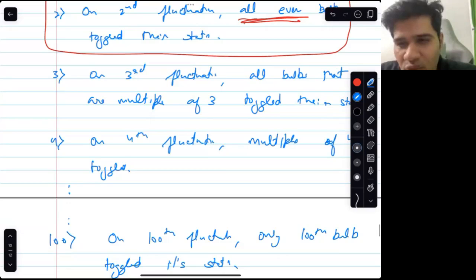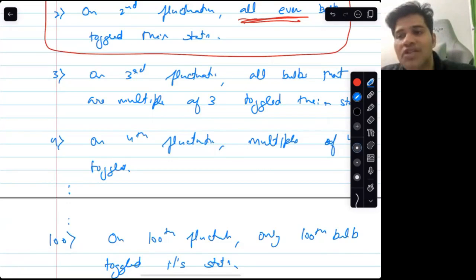So my suggestion to you, when such a big question comes, reduce the size of the problem. Try to think of it for 25 bulbs, 25 students, 25 fluctuations. If you can solve it for 25 bulbs, or if you can solve it for 10 bulbs and 10 fluctuations, then the same rule would apply for 100. Janish, correct answer. Virat, correct, but you also have to tell me which bulbs.